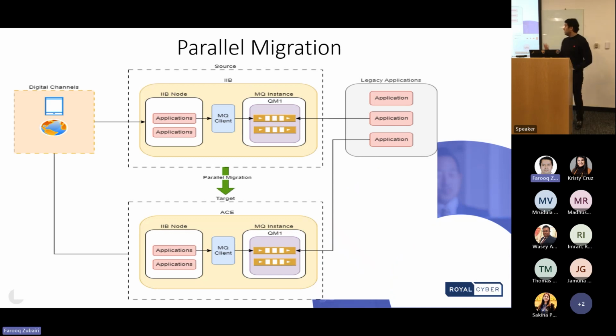Now, I think we have talked about parallel migration a lot. So that's how my source and destination will be the same. And there are some digital channels, for instance, and my legacy applications, which will seamlessly keep on talking the same way. In more technical terms, the applications on the left side and right side would have no idea that there was any migration. All the ports, all the configuration, everything would be the same. And we have shifted the middleware.